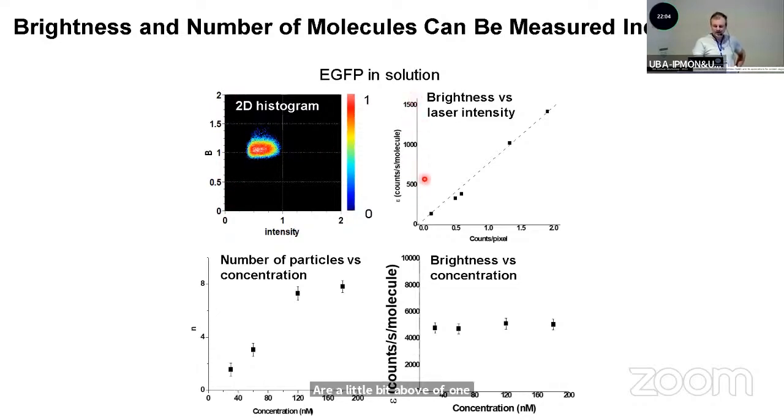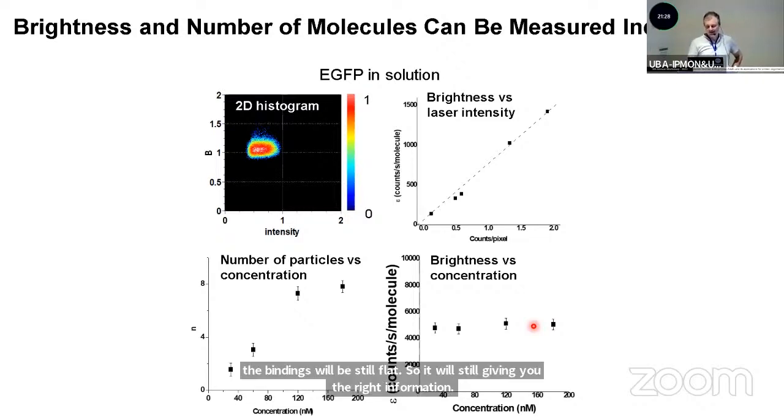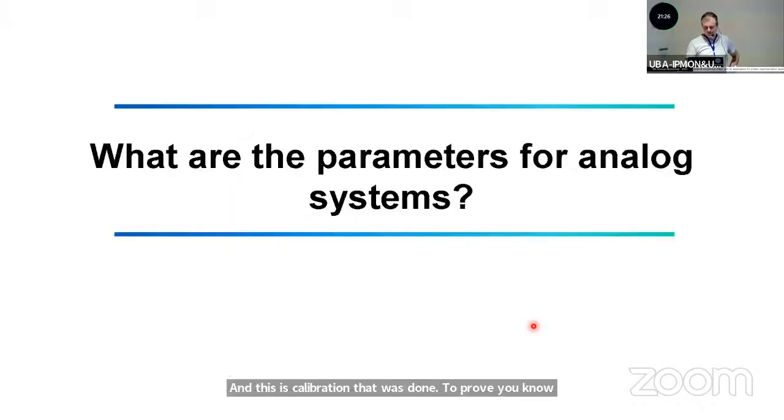And then you can see the linearity between count per pixel over the brightness. You can see also the number of particles over concentration. So you have a long range, which is linear. And then you can see that the brightness versus concentration is also flat, which means that no matter how much dye you have, if the dye is monomer, it will not change the results. You can have more and more counts, but the brightness will still be flat. So it will still give you the right information. And this is a calibration that was done to prove this situation.